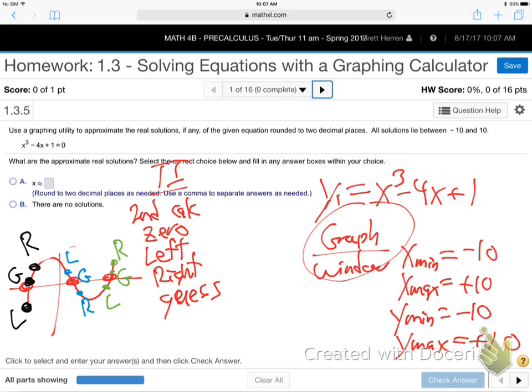Would it matter where you put your guess as long as it's in between the lines? It doesn't. Yeah, good question. It doesn't matter where you put the guess. It's just where the calculator starts looking. Anywhere in between the left and right is fine.